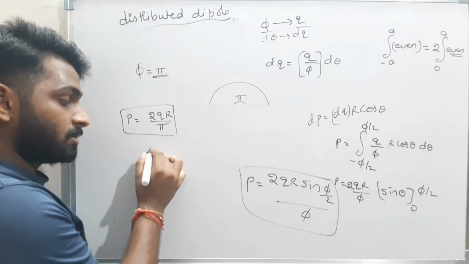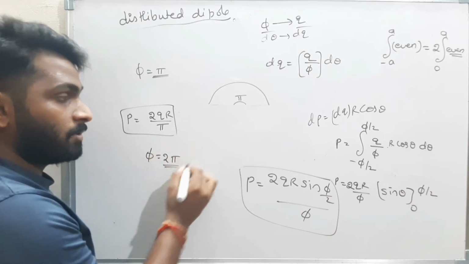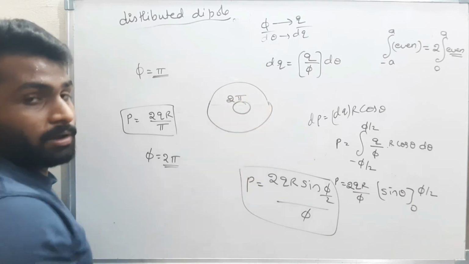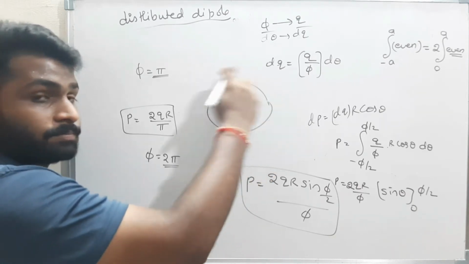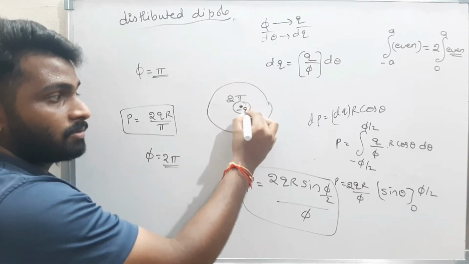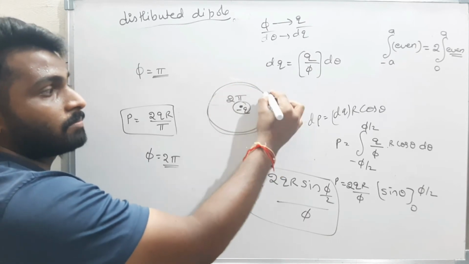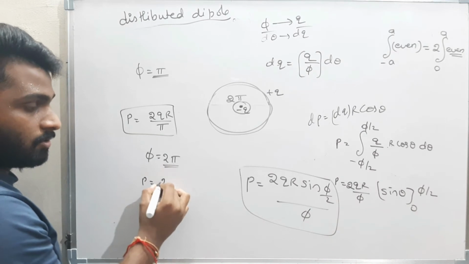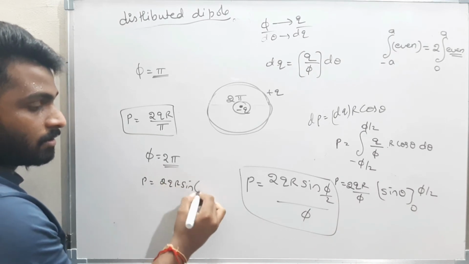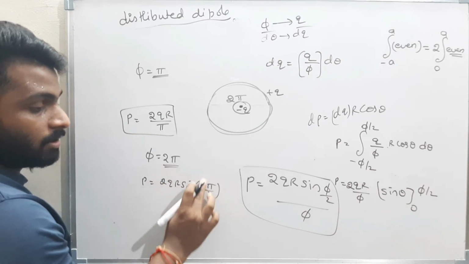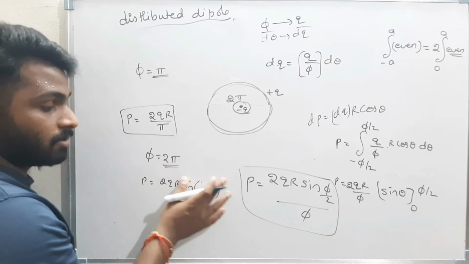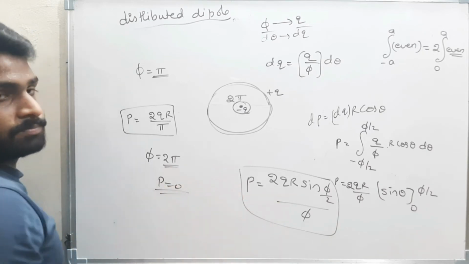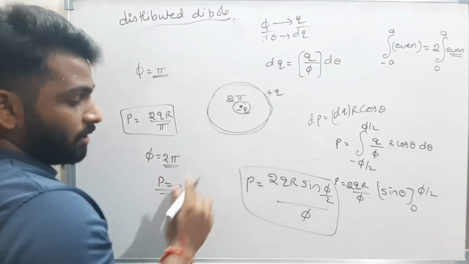Now if phi is 2 pi, that means it is a complete circle. For a complete circle, the angle is 2 pi. For a complete arc, at the center is minus q and the whole arc is plus q. For this, what is the dipole? P is equal to 2qr sin 2 pi by 2, which is nothing but sin pi. Sin pi is 0. Therefore, the dipole moment becomes 0. If it is a complete circle, the dipole moment is 0.